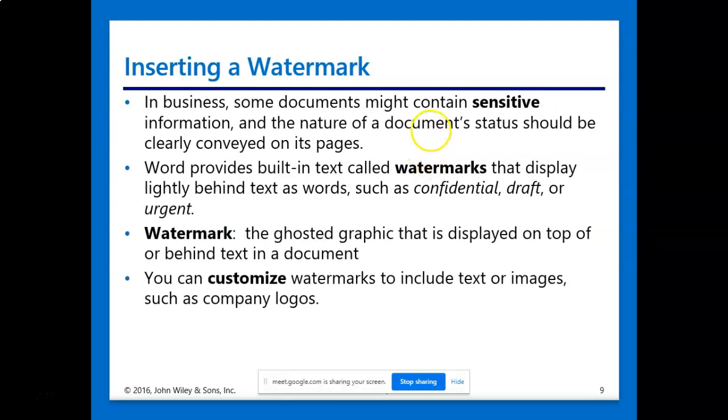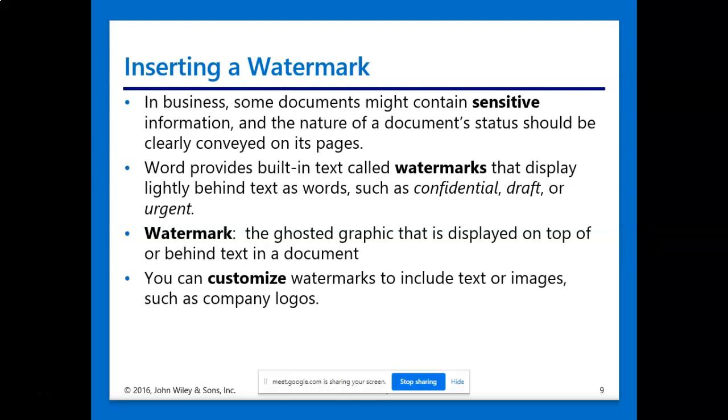In business, you insert a watermark. In business, some documents might contain sensitive information, and the nature of a document status should be clearly conveyed on its pages. So, for example, Word provides built-in text called watermarks that display lightly behind the text as words, and those words could be confidential, draft, or urgent. So, if a business sees those words, they'll know that that is sensitive information on that document.